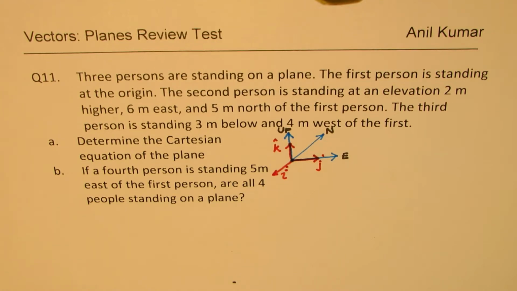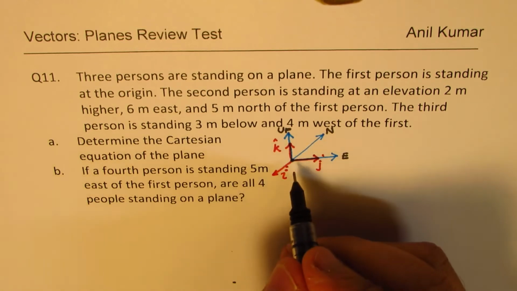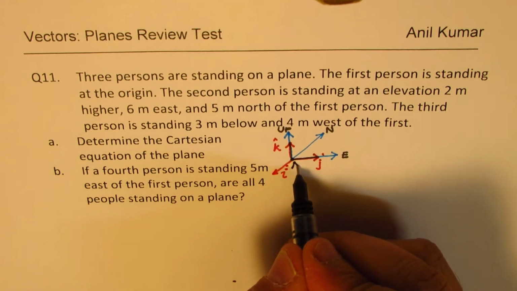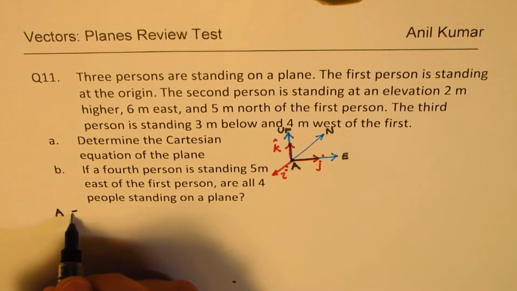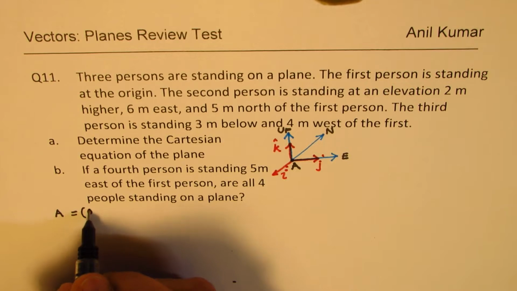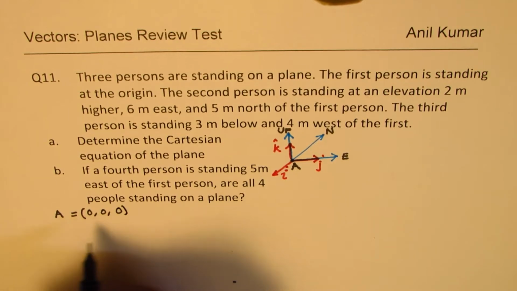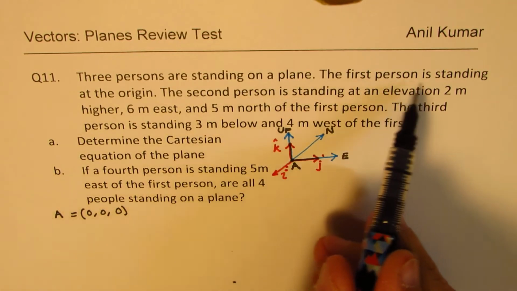The first person is given to us at the origin itself, so that becomes 0, 0, 0. So that is our person A, right? So we are given here that the position of A is basically 0, 0, 0. So that's the coordinate position. So we'll call the first person A.